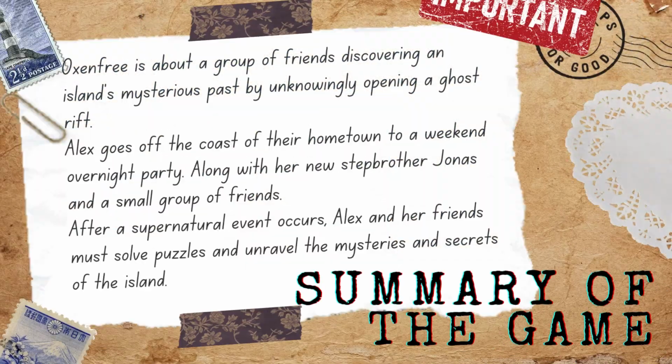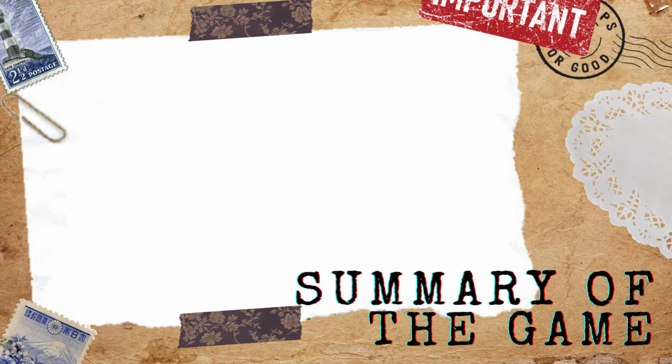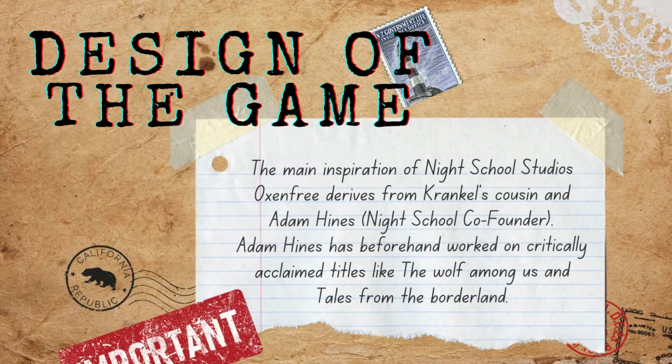Summary of the game. Alex, the character that the player controls, goes off the coast on a ferry for an overnight trip, along with her new stepbrother Jonas and a group of friends. After a long night, a supernatural event occurs which forces Alex and her friends to uncover the mystery of the past. Design of the game.